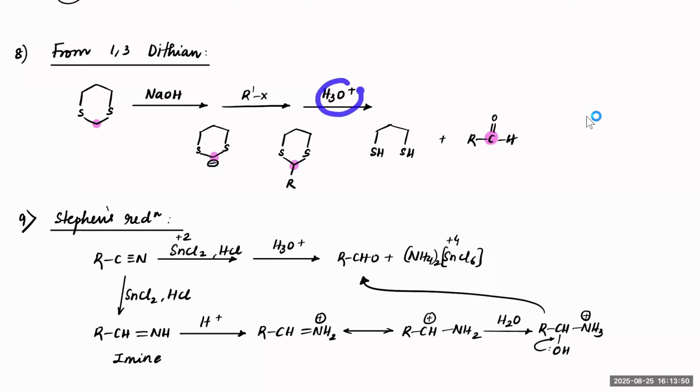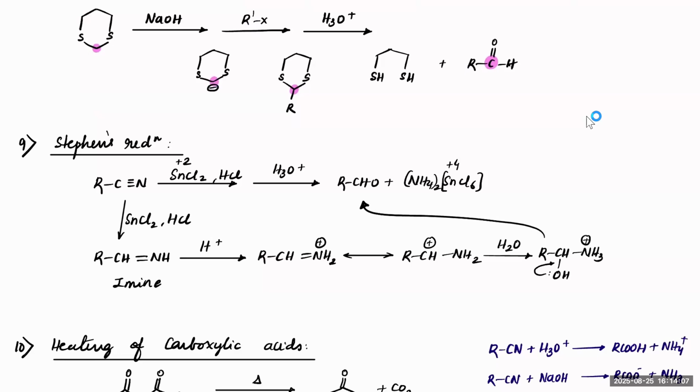That on hydrolysis will remove this part, and this particular carbon will convert into an aldehyde. Okay. So this is another way of preparing aldehydes here. Clear, beta? Right. Next. What is the next reaction, which is Stephen's reduction?